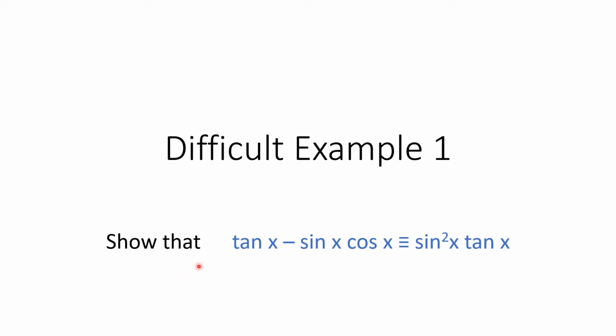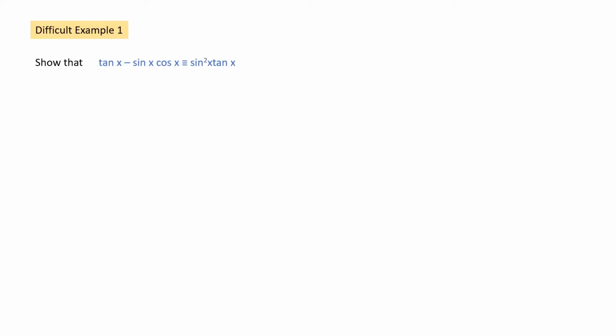The first example question is a proof. We have to prove tan x minus sin x cos x is equivalent to sin squared x tan x. In order to show this proof, I'm going to say this is the left hand side and this is the right hand side. Okay, so this is a proof, so we need to know the identities.